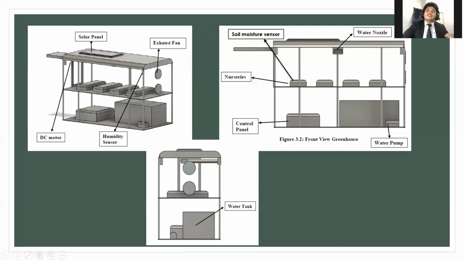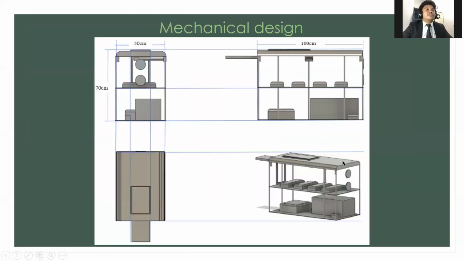So next is the mechanical design. In the design, we can see the use of a greenhouse as the main casing in this project. It has two levels. At the bottom, we will place the control panel, motor pump, and the water tank. At the upper side, there is the solar panel as a power supply, the exhaust fan to draw out the heat, and the air vent to control the humidity, controlled by the DHT12 sensor, the soil moisture sensor, and the water nozzle. The dimensions of the design are not too small and not too big, and suitable for the home area.